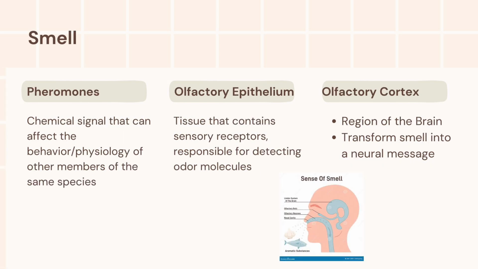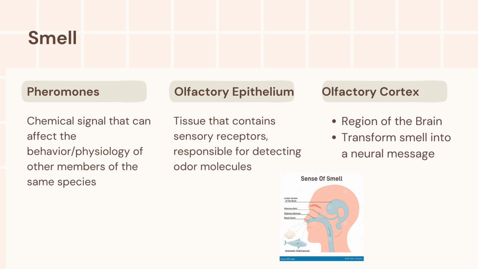The next one is smell, or you can call it the olfactory system. Olfaction is the sense of smell, the detection of odor molecules by the olfactory system. There's one thing called pheromones. It's a chemical signal that can affect the behavior or physiology of other members of the same species, and it needs to be the same species.